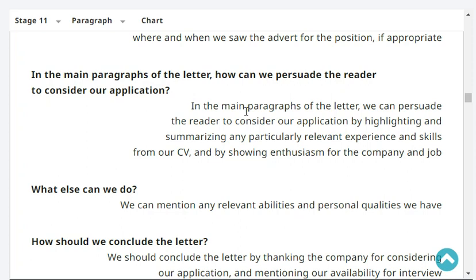What else can we do? We can mention any relevant abilities and personal qualities we have.